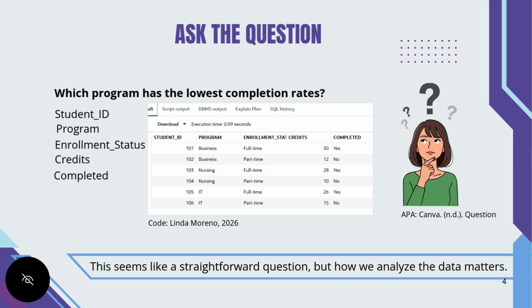Suppose we want to answer the following question. Which program has the lowest completion rate? At first glance, this seems like a straightforward question. However, the way we look at the data can influence the results we see.